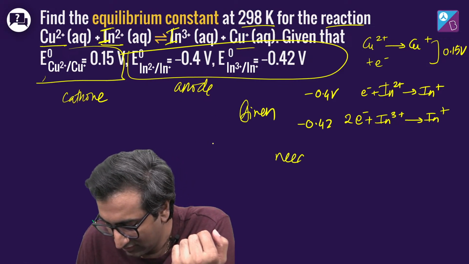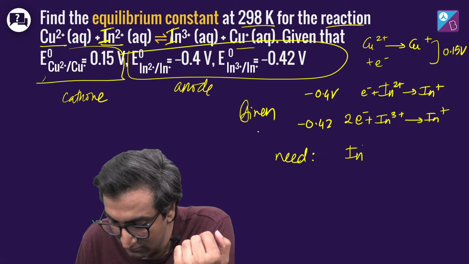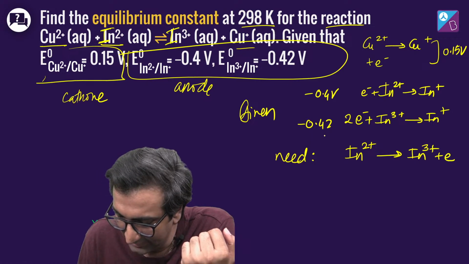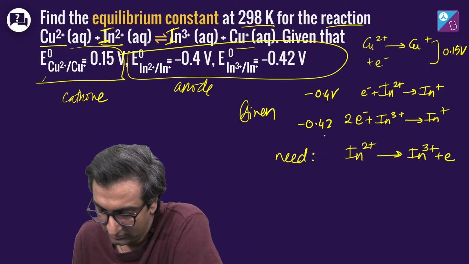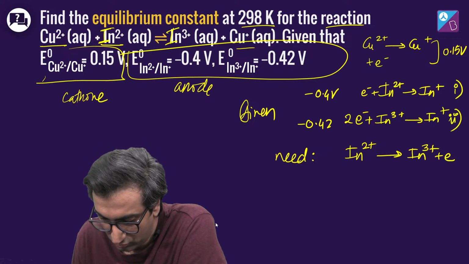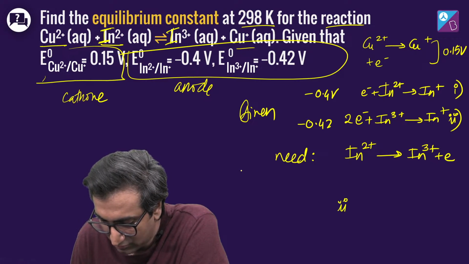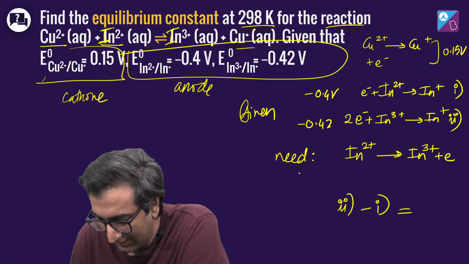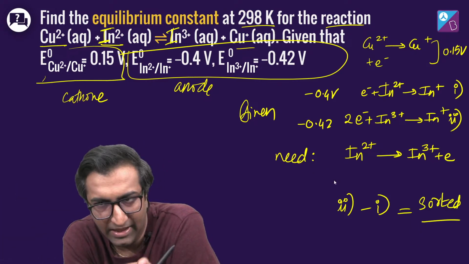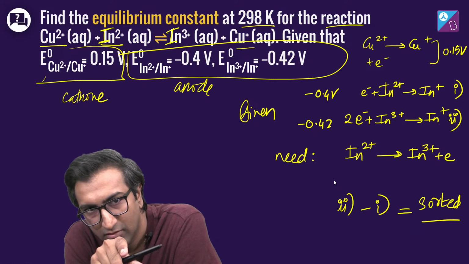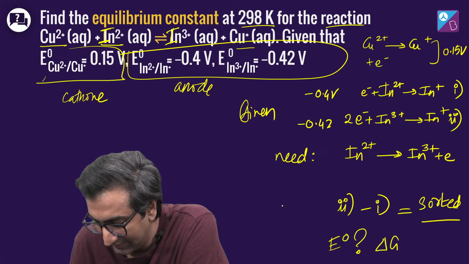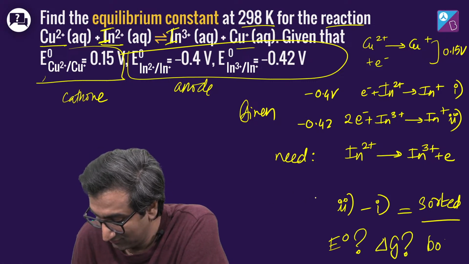What do I need? I need In2+ giving In3+. You may be tempted to think that if I do equation 2 minus equation 1, I am sorted. Looks like that, right? Okay, let's do that, but what are you subtracting? Are you subtracting E naught values? Are you subtracting delta G values? Can you do both? What will you do?